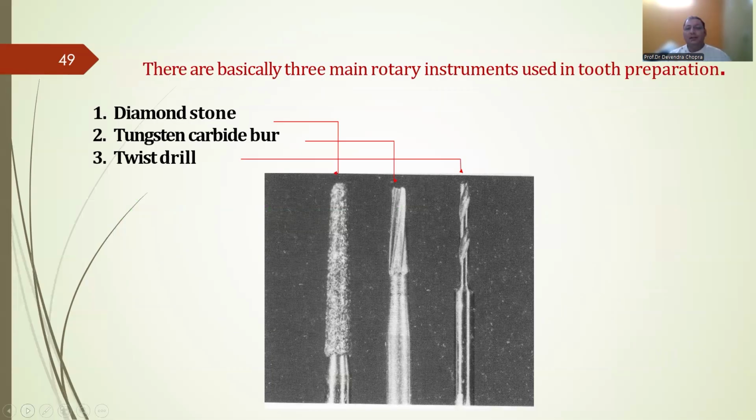There are basically three main rotary instruments which we use in tooth preparation on a routine basis. You can check out the diagrams. First is your diamond stone. Second is your tungsten carbide bur. And third is your twist drill. My favorite is almost always the diamond stone. And in all shapes and sizes, right now so many manufacturers provide diamond burs in each and every grade. There is a different situation where we use tungsten carbide bur. Tungsten carbide bur is only used whenever you are removing a faulty prosthesis or a faulty crown or bridge. And twist drill, I'll tell you further on. Next slide.